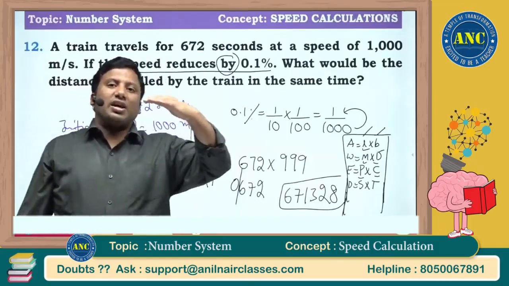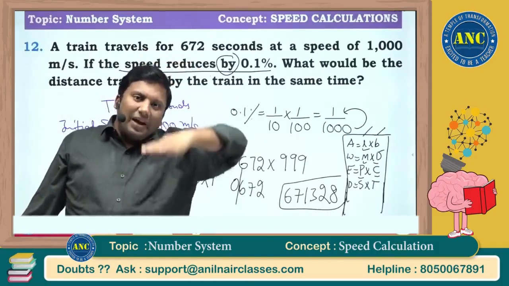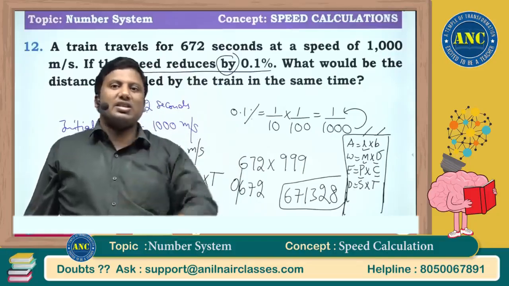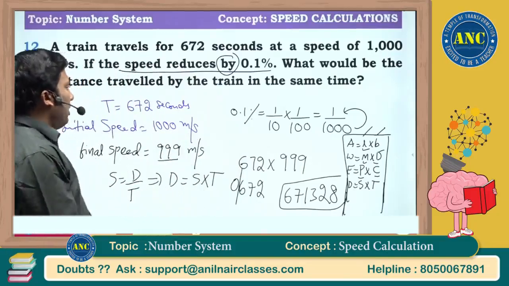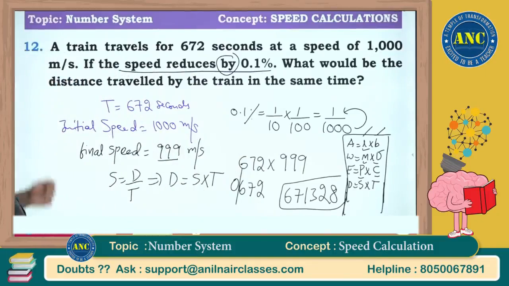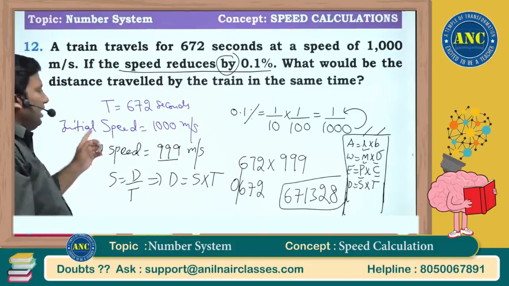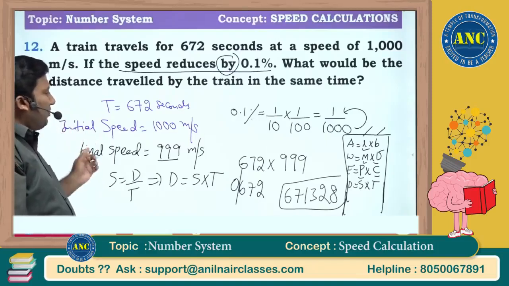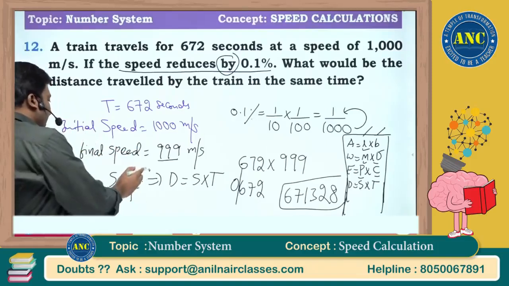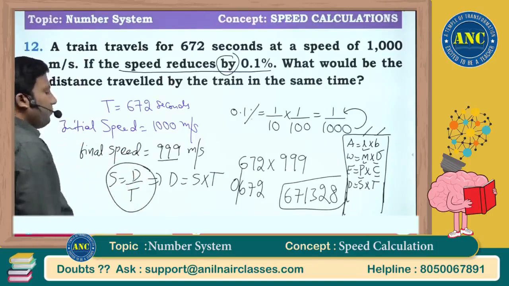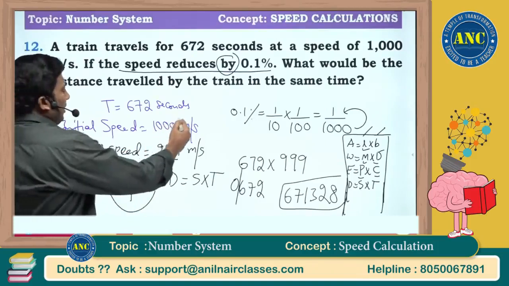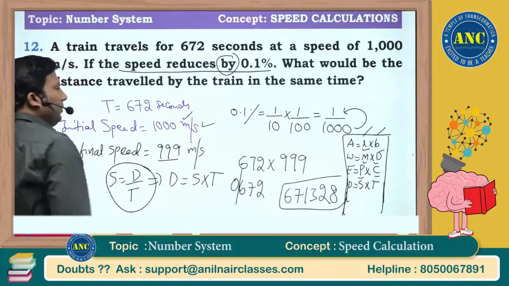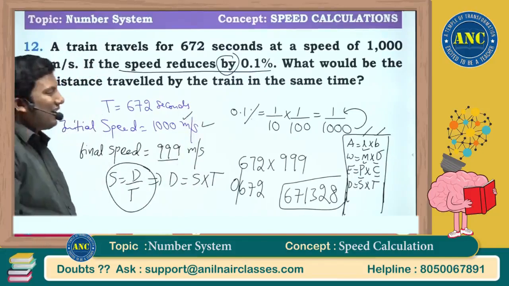5 units is the initial value. It decreases by 2 units. 5 minus 2, 3. It is 7 units. It decreases by 3. 7 minus 3, 4. I hope the idea is clear. Time is 672 seconds. Initial speed is 1000. There is a decrease of 1 on 1000. Final speed 999. Speed is distance by time. Distance is measured in meters, time is measured in seconds. So meters per second. Idea is clear, right?